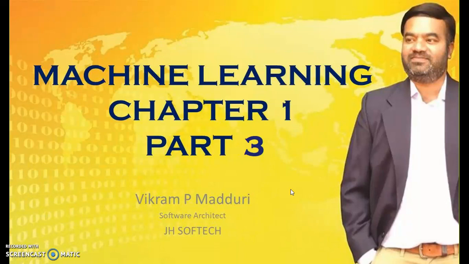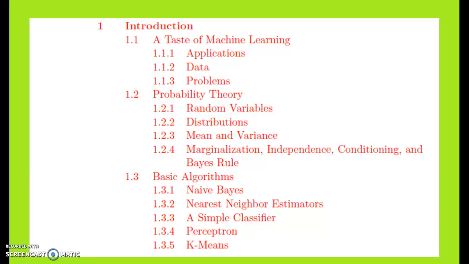In this session, we are going to discuss machine learning chapter 1 part 3. What we discussed in the past two sessions was the taste of machine learning, applications, data and the problems. Now in this session, we are going to discuss probability theory, in which we will cover in detail random variables, distribution, how the distribution happens, mean and variance, marginalization, independence, conditioning, and Bayes rules.